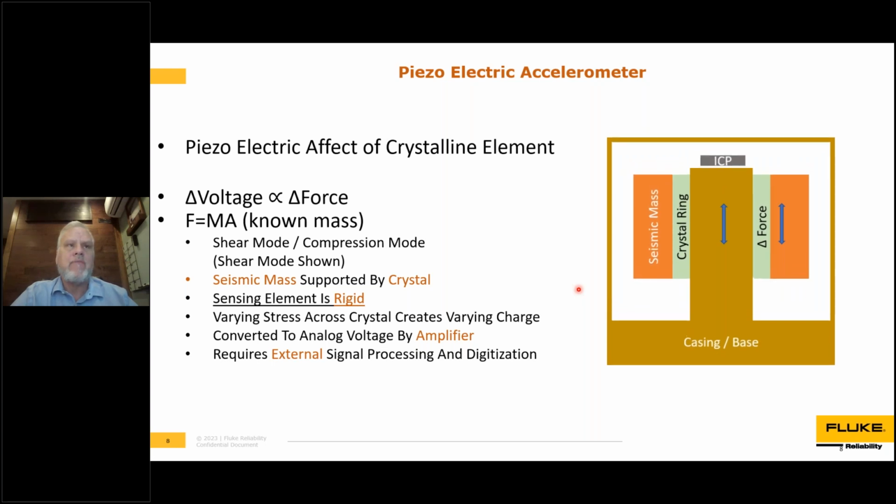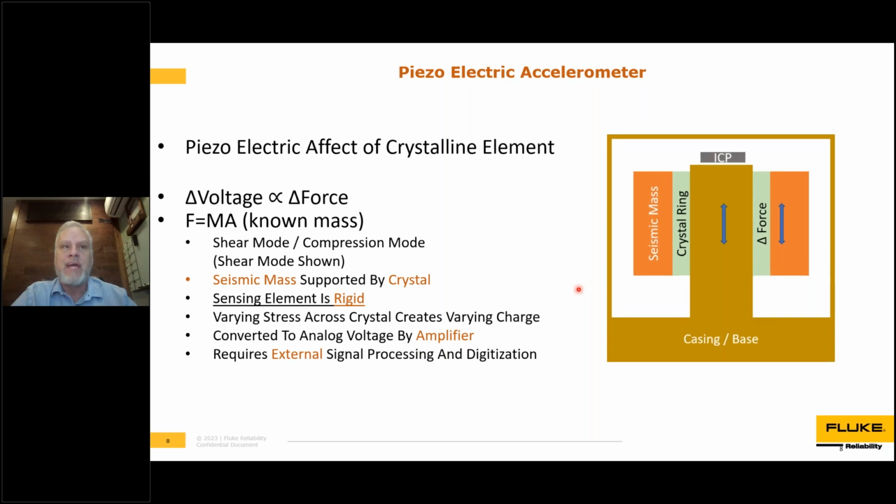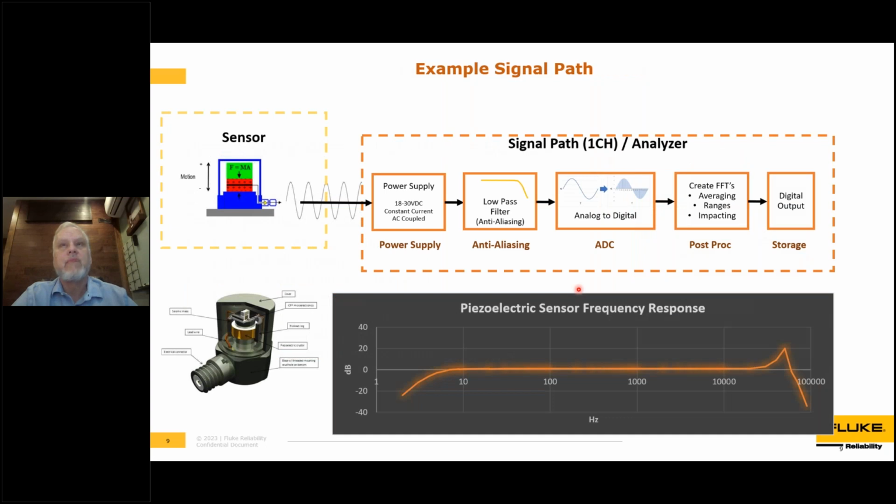So, again, that varying stress across that crystal gives you that varying charge, and you convert that to an analog voltage in the amplifier in the case of these style of accelerometers. And it does require external signal processing and digitization. So a little bit more about that.